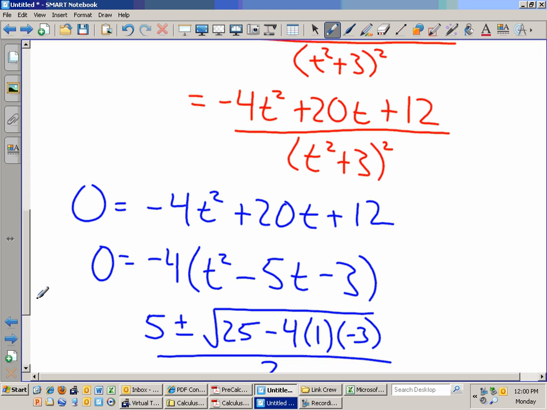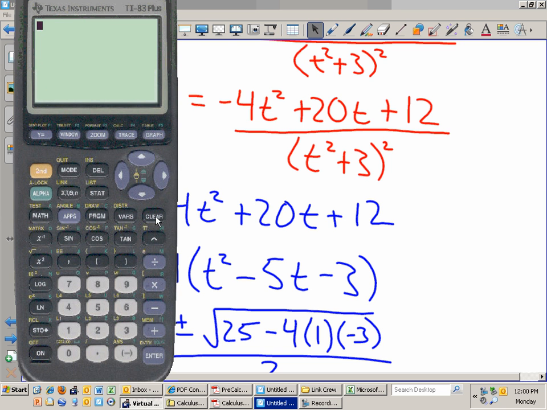Let's use our calculator for this. We'll save some time. So I type in the top, negative 4x squared plus 20x plus 12. Again, I want to find where the derivative is positive. Well, the derivative is going to be positive wherever that thing's positive. So let's find it. We graph it. I'll zoom standard.